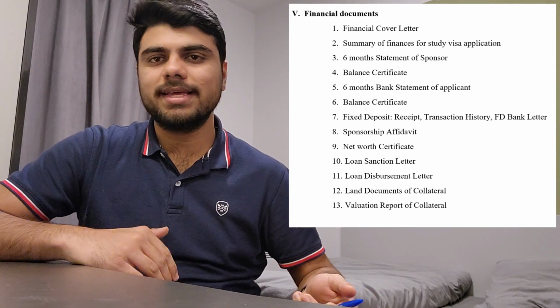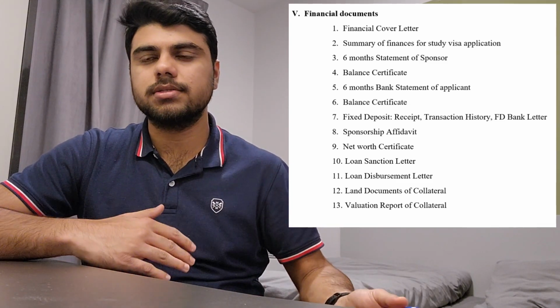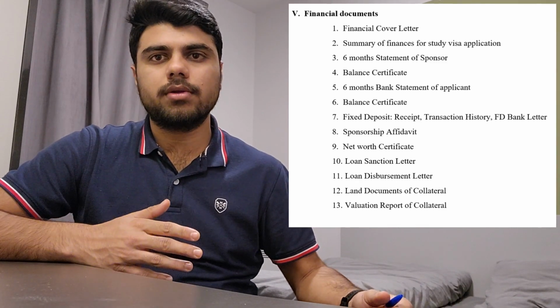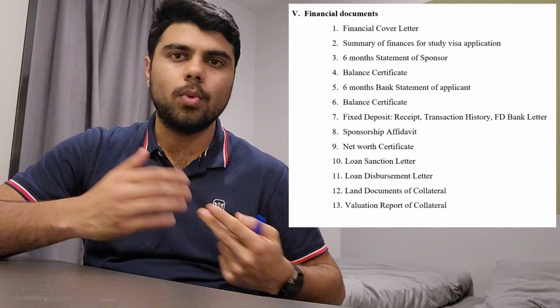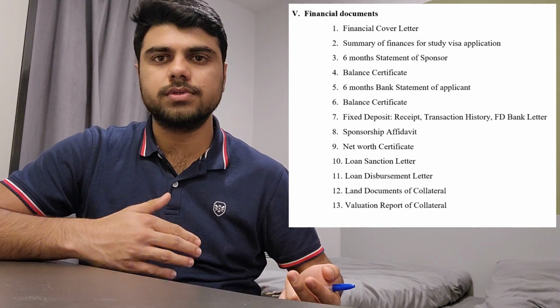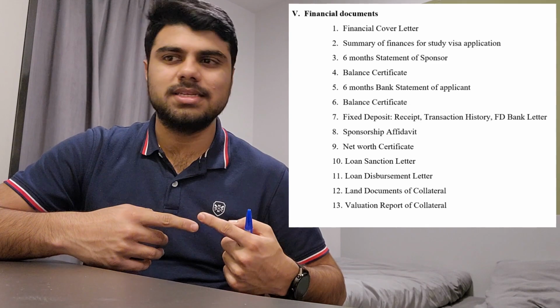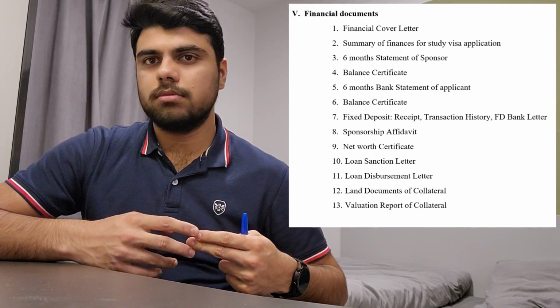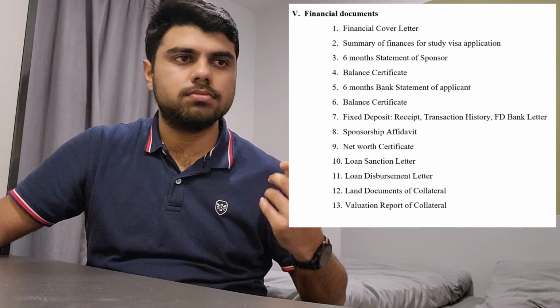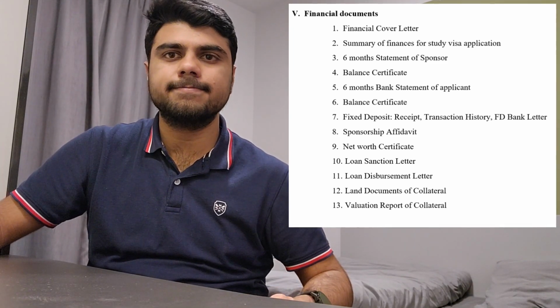So in my case, I've actually used our residential house as a collateral. So we provided our land documents of the house and also the valuation report of the house. The last two documents, the land documents of the collateral and the valuation report of the collateral, could be optional. So this is about the financial documents.